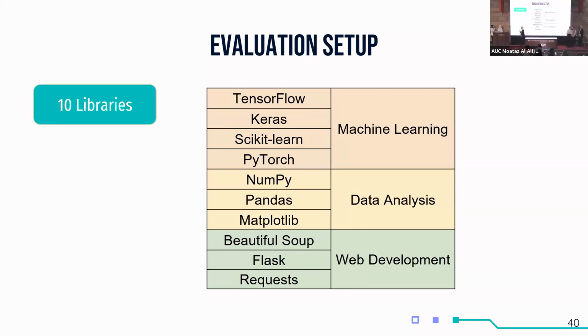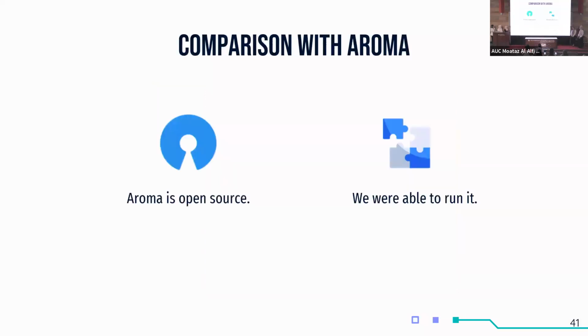Okay, now moving forward to the results of our evaluation. First, Aroma, as we mentioned, is open source, so its code is available for public use. So running it was our first step to go through with the evaluation.